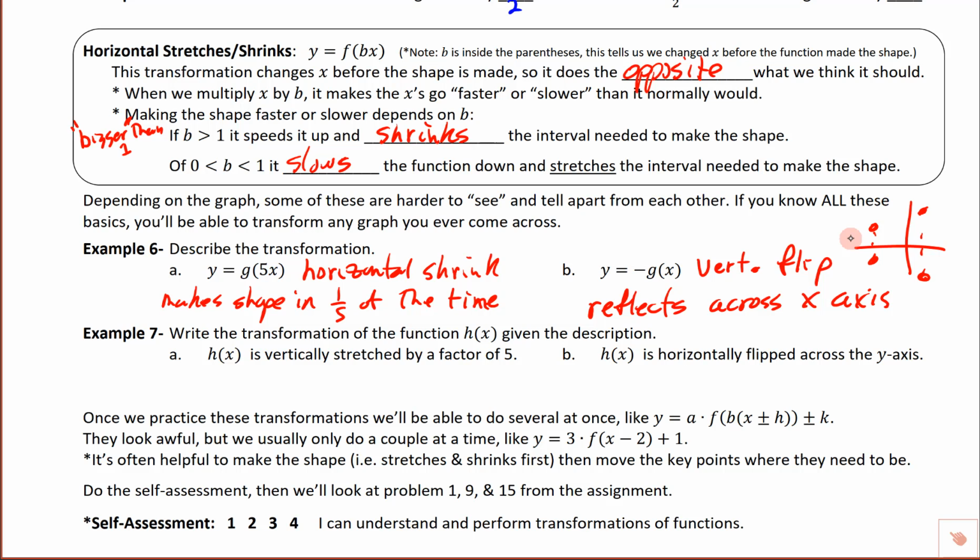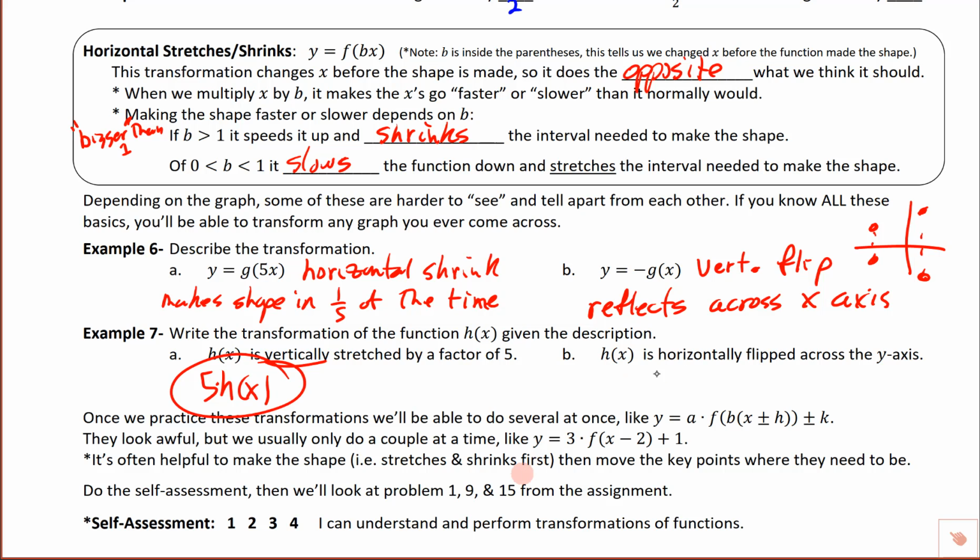Then it says write the transformation of the function h of x given the description. So h of x is vertically stretched by a factor of 5. Vertically stretched, we know it's going to be outside the parentheses, after the function makes the shape. So that's going to be h of x, and if we want to stretch it, you'd do exactly what you'd think. We're going to multiply it by a factor of 5. So that's going to be 5 times h of x. If you want to put a dot there, that would be okay.